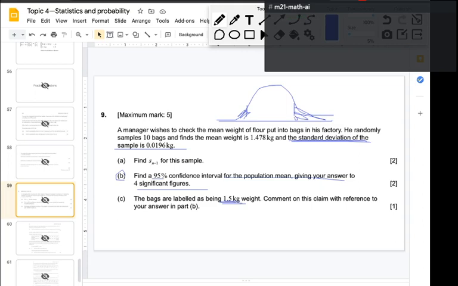You would say the mean weight of the flour is, if it's inside, you can say that the mean weight of the flour is in the population range. It doesn't reject the null hypothesis. If it's outside, then it's too significant to be considered as the mean weight of the flour.